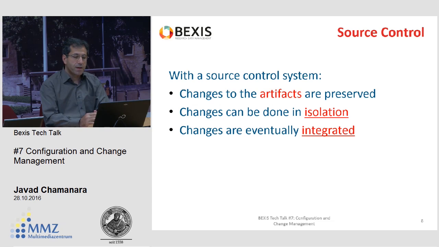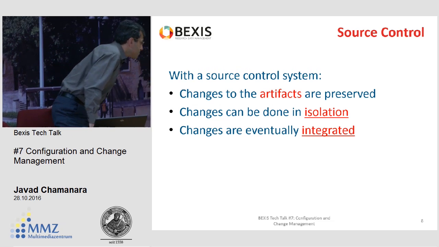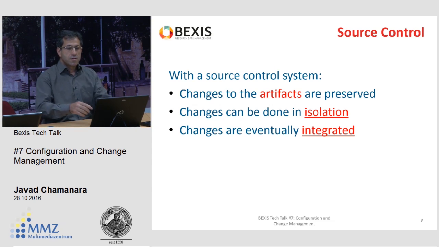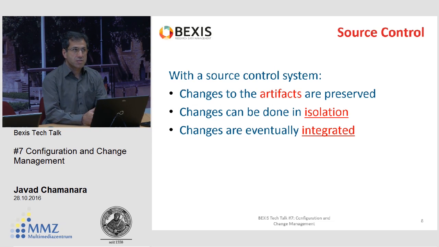And then there is a nice feature with the source control systems to isolate work for different purposes. For example, two different developers can work independently or in isolation on two different features, and then later they get their work merged. So the second feature of the source control system that we are highly using is isolation.